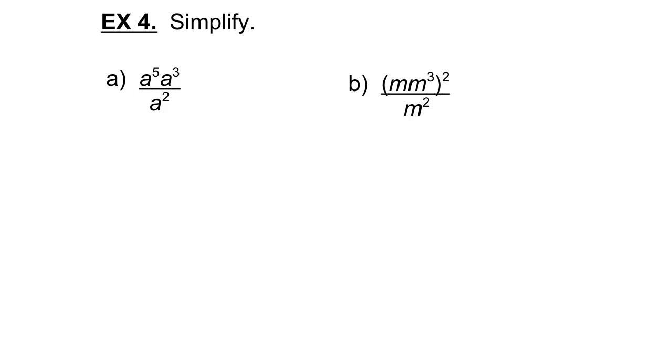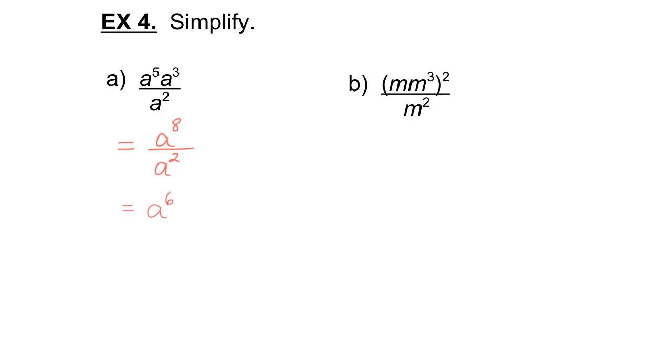So for this first one, a to the 5 times a to the 3 divided by a to the 2. So we've got multiplying powers with the same base, and then we're dividing by a power with the same base. Well, if I just look at the multiplication here, I'm multiplying powers with the same base, so I'm going to add my exponents. So my numerator is a to the exponent 8. So now I have division of powers with the same base. So I'm going to subtract the exponents. My answer is a to the exponent 6.